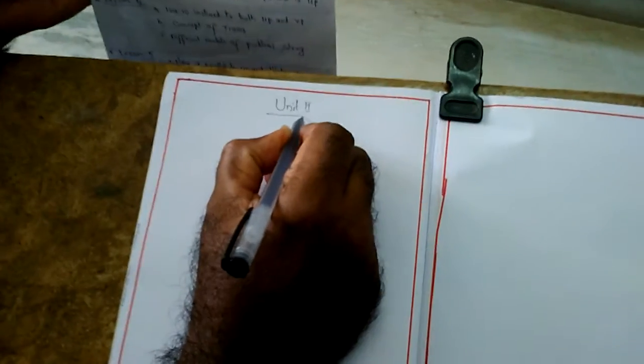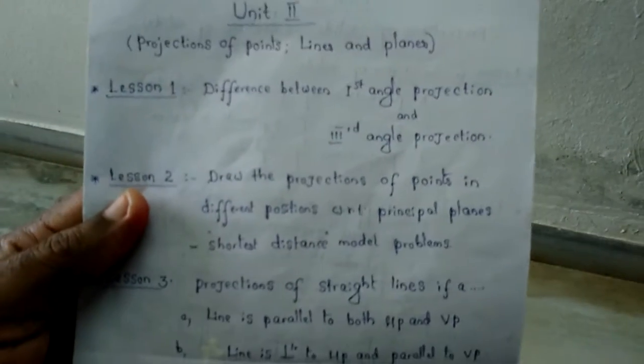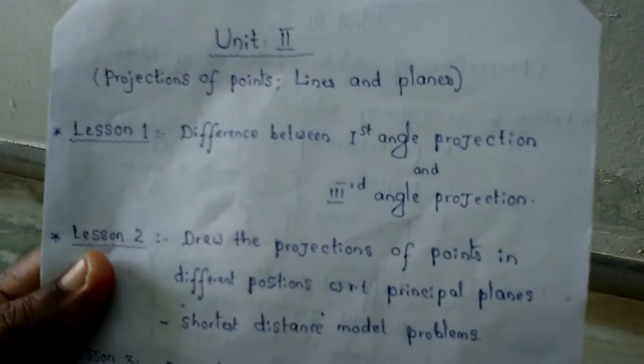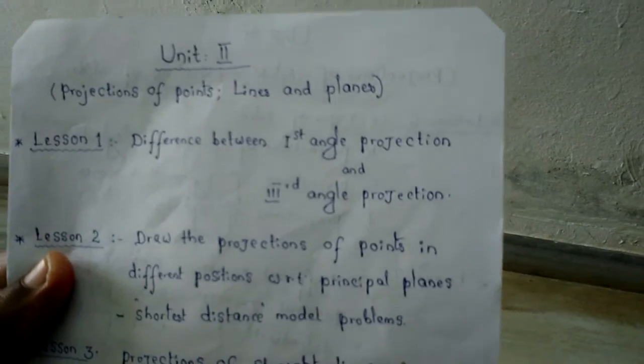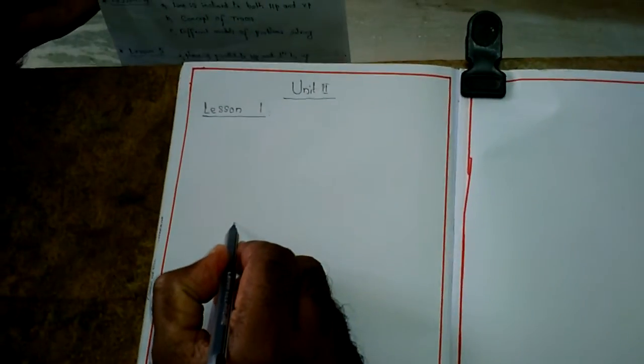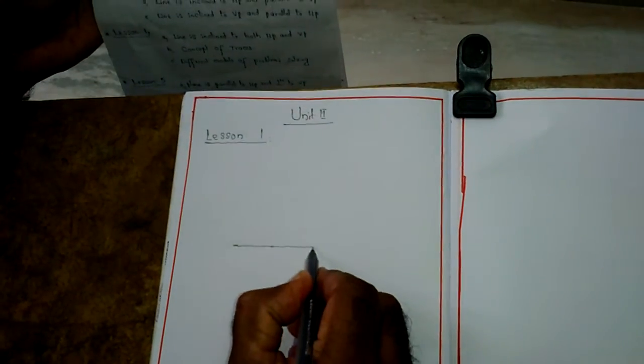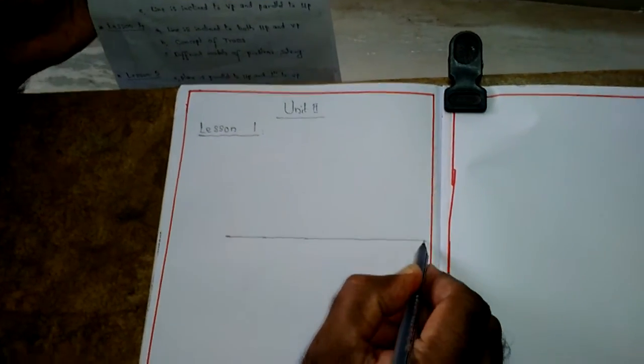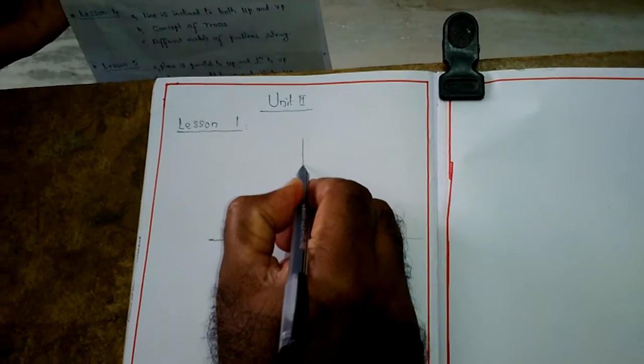So in this unit number 2, today we want to start lesson number 1. In this lesson number 1, we want to differentiate between first angle projection and third angle projection. So here we want to start with what we mean by first angle and what we mean by third angle. So here first we want to take the coordinate axis. In this way we want to draw the coordinate axis.